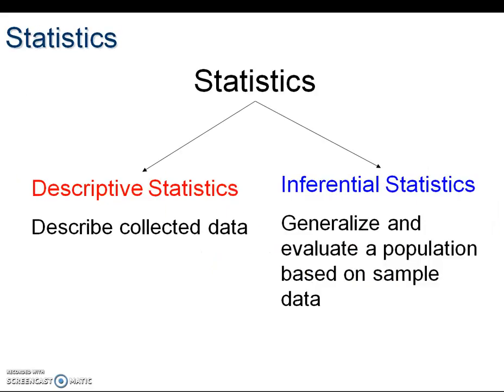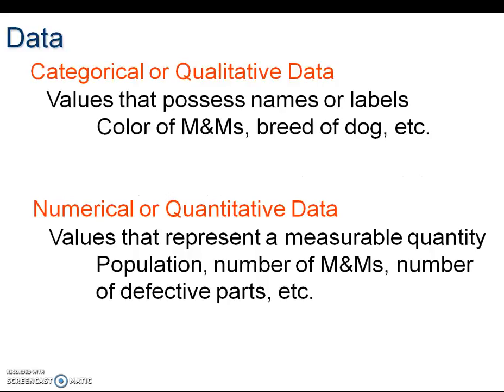Now, statistics comes in two different groups. You can either have descriptive statistics, which describes a collection of data, or inferential statistics, which is generalizing, evaluating populations based on sample data. So, data, we have to first get the data.